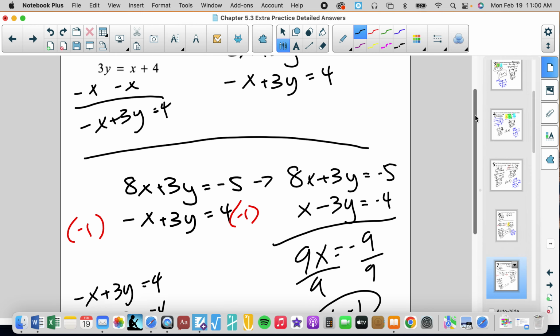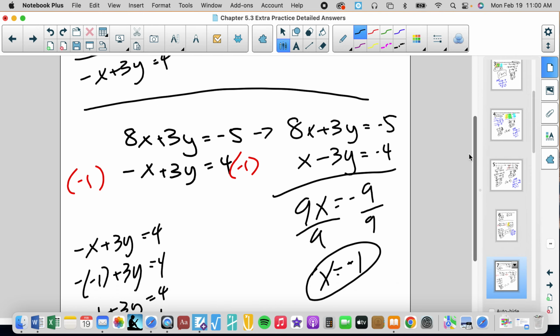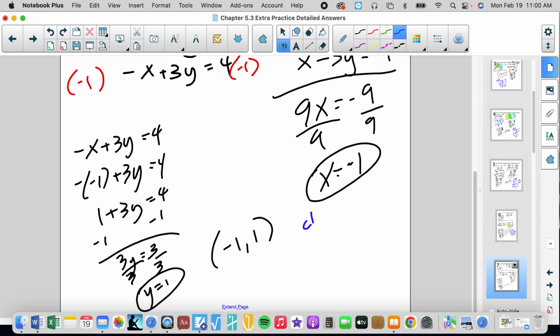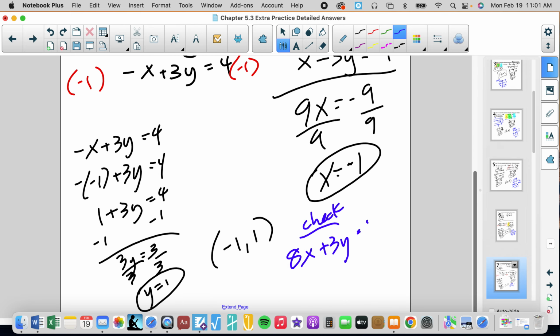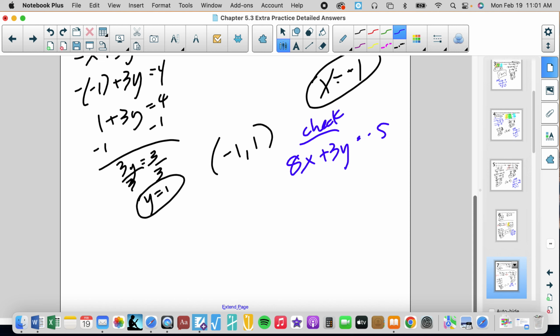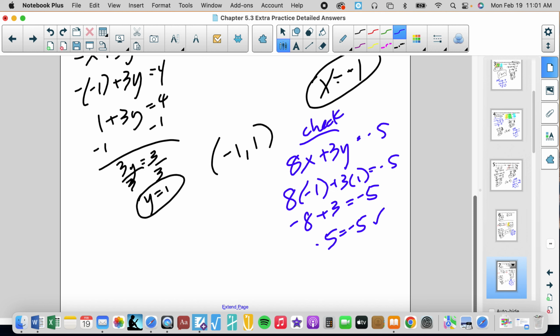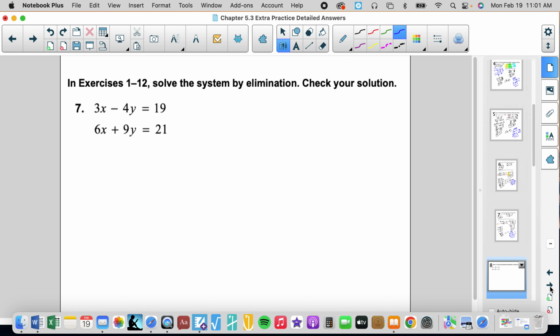We checked the bottom equation, so let's check 8x plus 3y equals 5, I think it is. -5. Good that I checked. And let's plug in the points. 8 times -1 plus 3 times 1 equals -5. -8 plus 3, -5 equals -5. That worked.